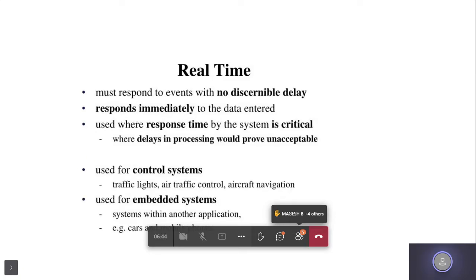And the real-time operating system. Real-time must respond to the events with no discernible delay. So what do you mean by discernible delay, students? What do you mean by no discernible delay?